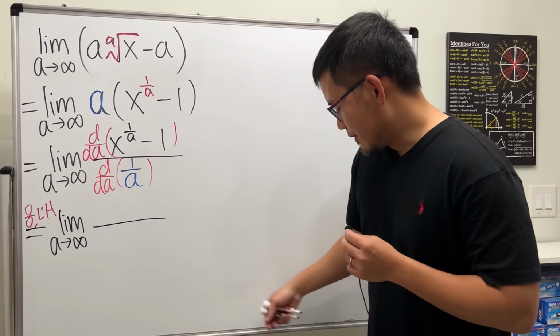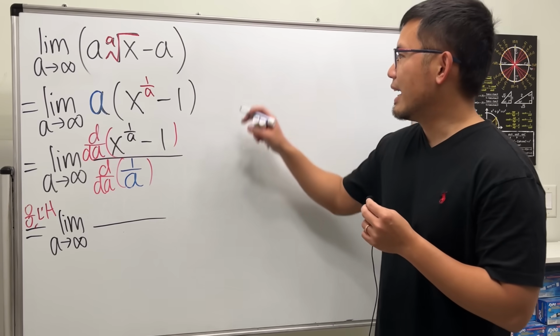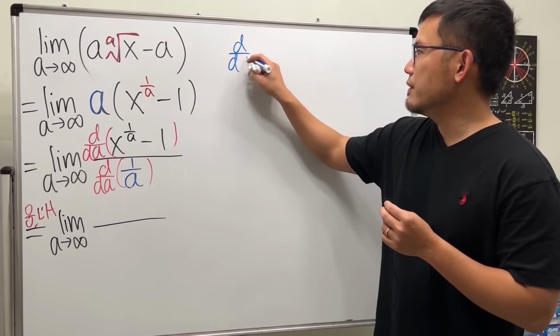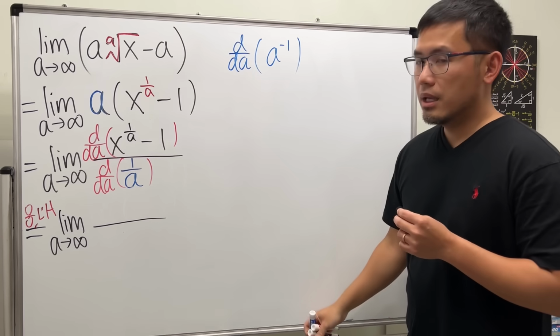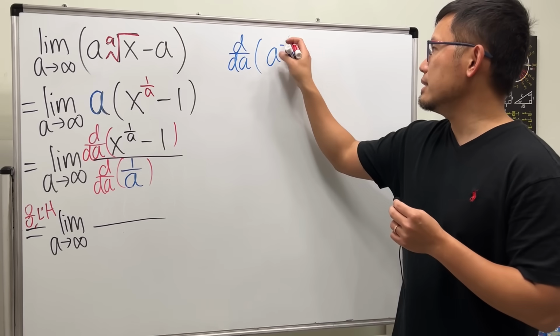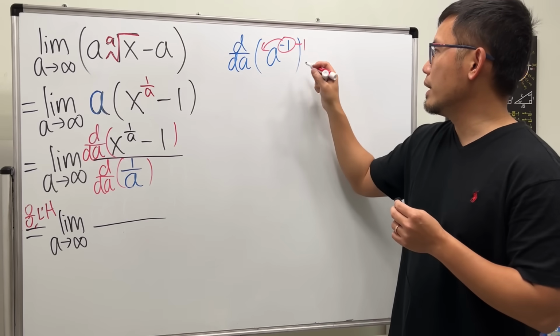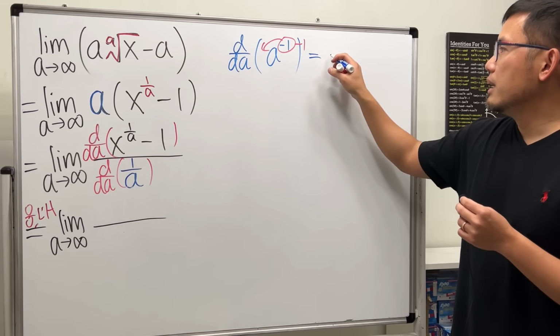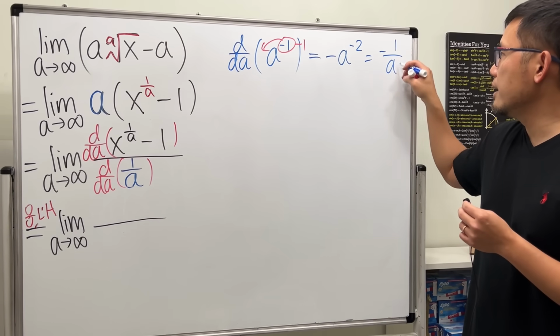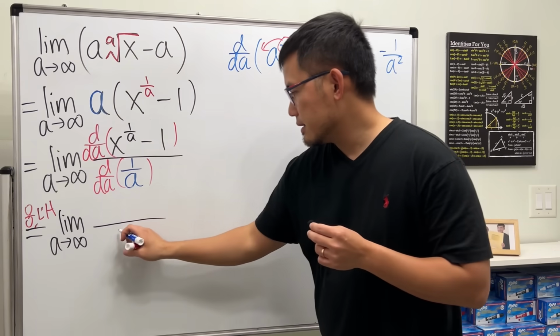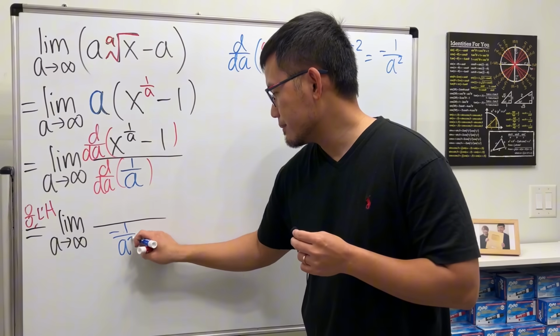Let's do the bottom one first, right? Taking the derivative of that, well, that's just taking the derivative of a to the negative 1 power. And to do this, use the power rule, right? Bring the power to the front, minus 1. And that will give us negative a to the negative 2, which is negative 1 over a squared. So that's nice, negative 1 over a squared.